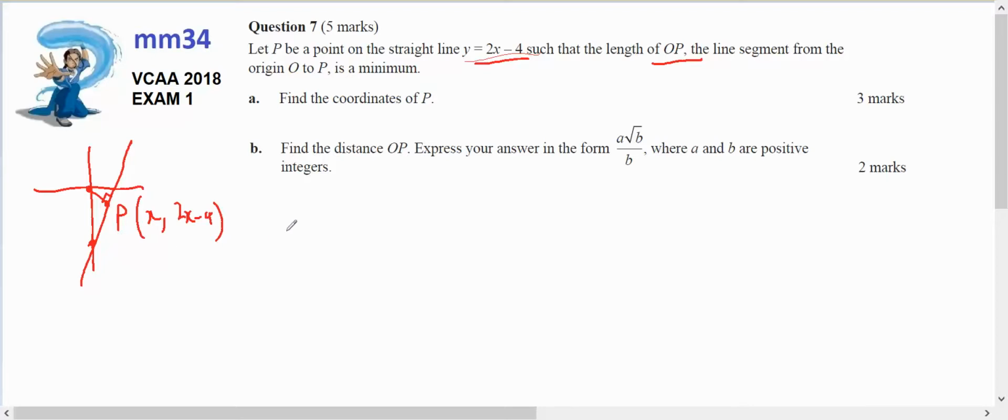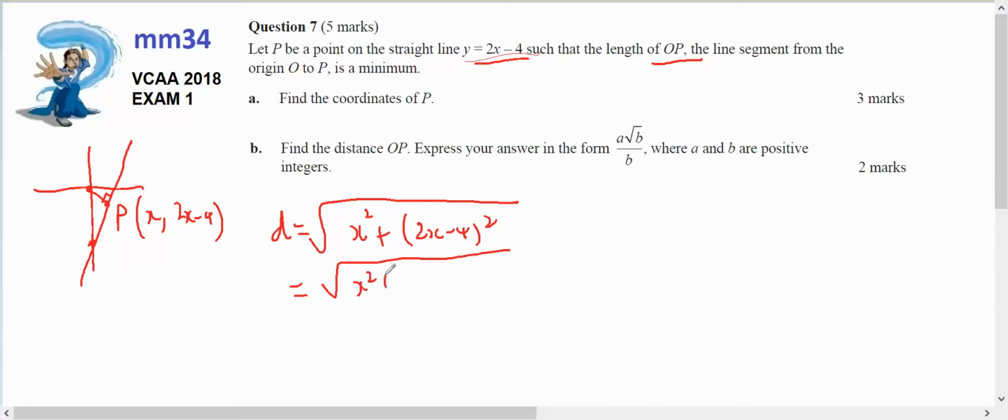Okay, so if I look at the distance formula, the distance will be the square root of x2 minus x1 squared, and since x1 is 0, it's x squared plus 2x minus 4 squared, because y0 is also 0. The square root of x squared plus 4x squared, 2 times the first times the second, minus 16x plus 16, and that's what d is.